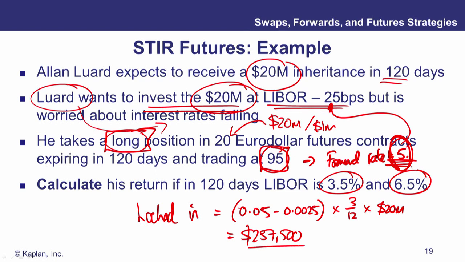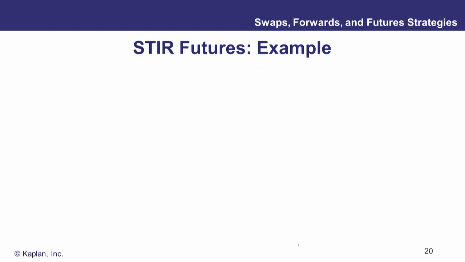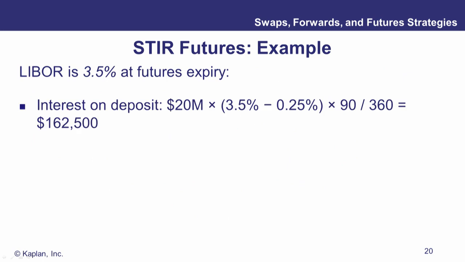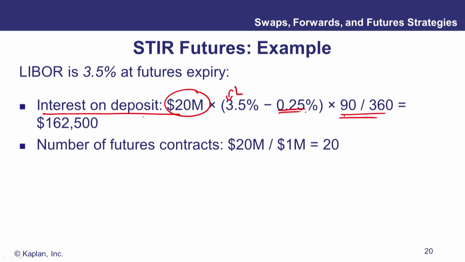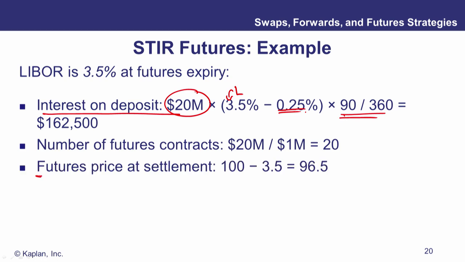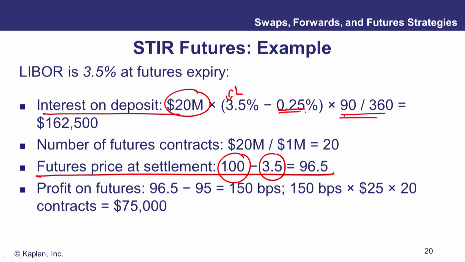Let's have a look. If LIBOR goes down to 3.5, now the interest on the deposit, so we do make the deposit at 3.5 minus 0.25%, de-annualize it, multiply by the amount, the size, and don't forget 90 days in the period is the relevant time here, because that's standardized by the STIR. So 162.50 is what we get on our deposit. That's not very much, but we are getting paid on our STIR, because our STIR ends up priced at 100 minus whatever LIBOR evolves to be, which is 3.5. So the STIR ends up at 96.5 in terms of pricing.